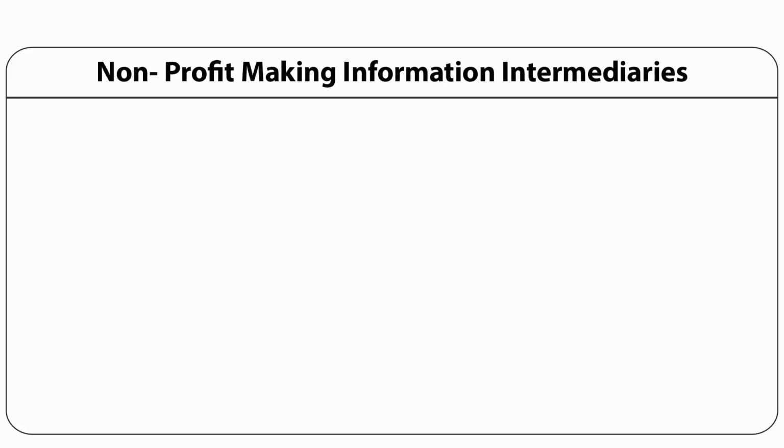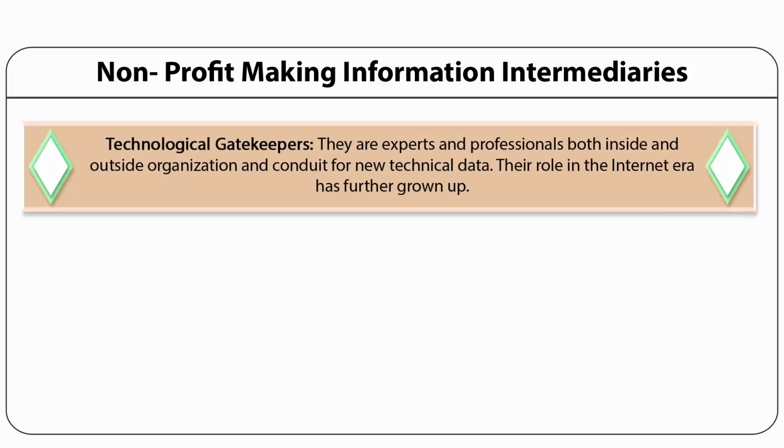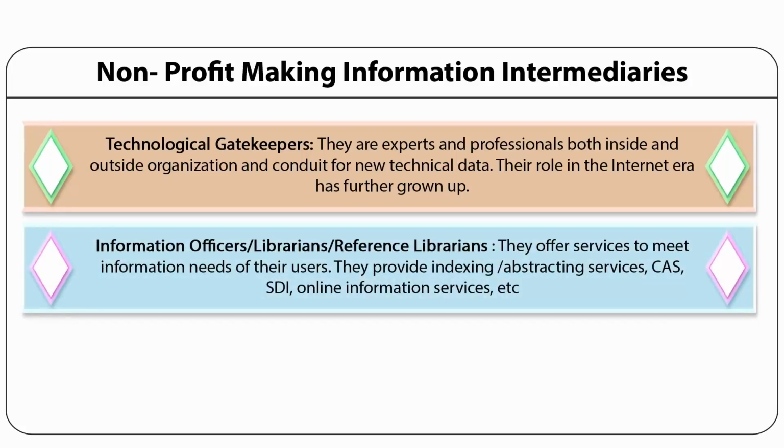Non-profit making information intermediaries include technological gatekeepers. They are experts and professionals both inside and outside the organization and serve as a conduit for new technical data. Their role in the internet has further grown. Another type is information officers or librarians or reference librarians. They offer services to meet the information needs of their users. They provide indexing and abstracting services, current awareness services, selective dissemination of information type services, online information services, etc.